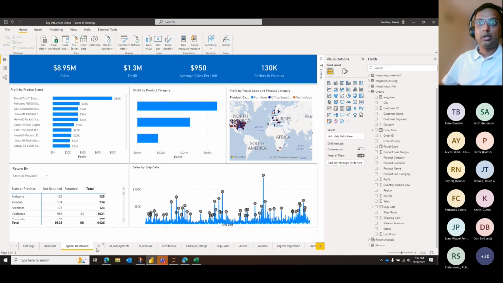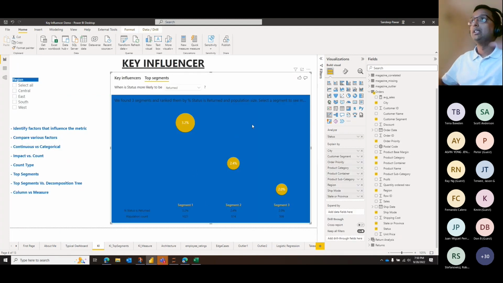What Power BI is doing for us is scanning the data and doing all those permutations and combinations of all the possible combinations that exist in the data. Then it calculates the percentage return for all of those different combinations, and gives us the top segments, the top 3. Sometimes it may give you the top 5 or top 10. I don't know how it decides whether to show 3 or 5, but it will show you the top segments where we have those higher returns.